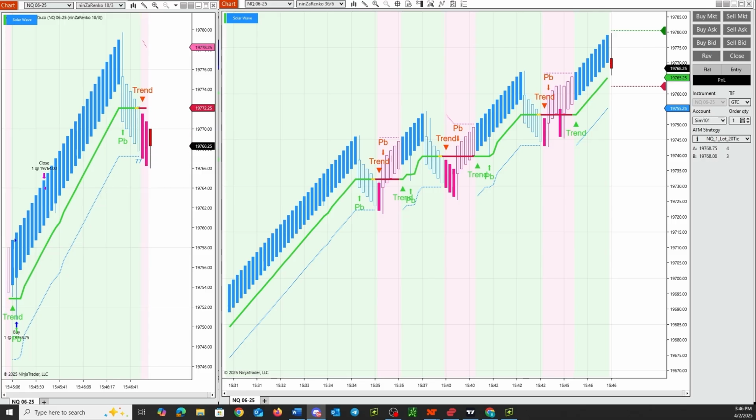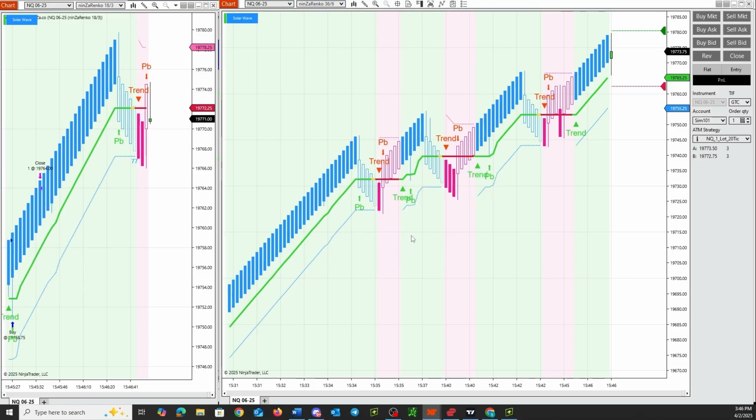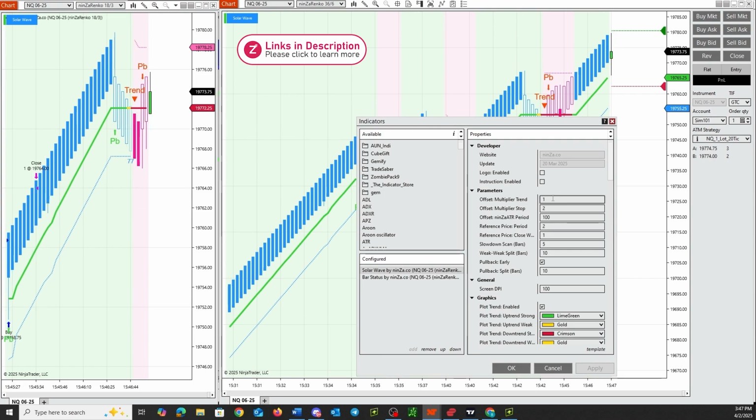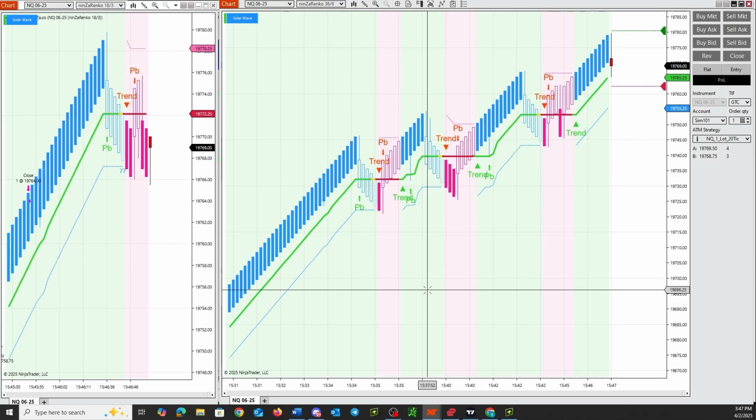Hey bro, yours are set to ticks. These are just multiples. See, the multiplier is not set to ticks. It's just a flat out multiplication of the ATR. So I don't even know if you can set the solar wave to ticks or not for this version here.